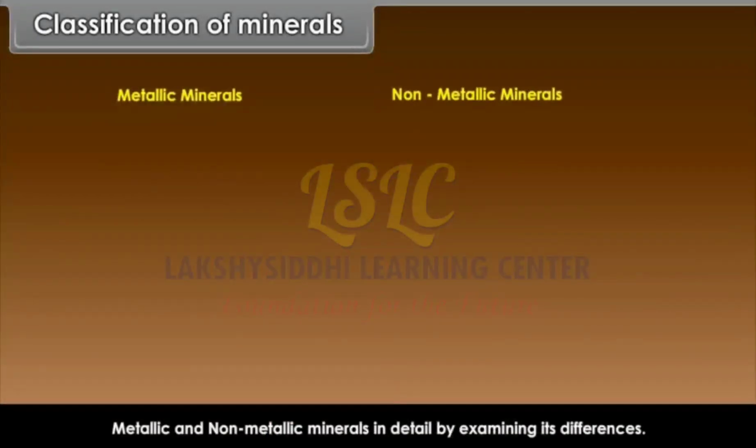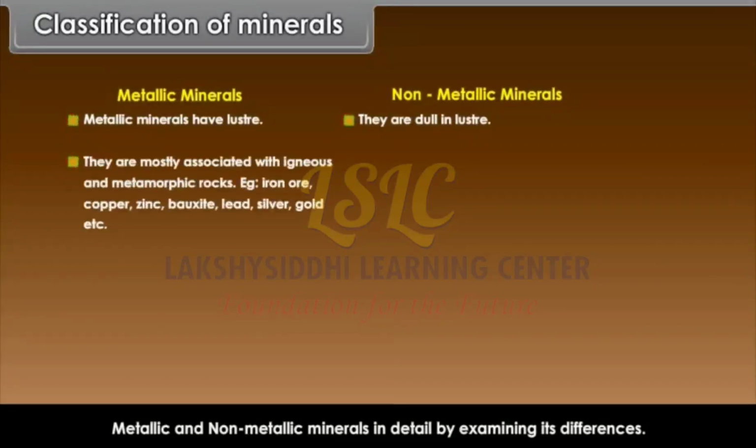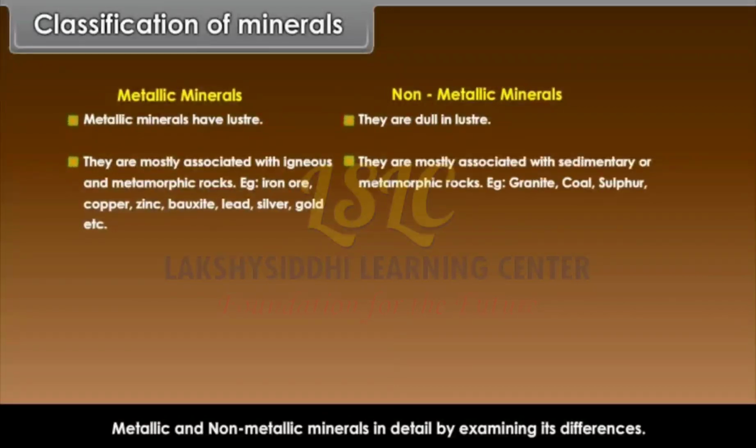Now we will study metallic and non-metallic minerals in detail by examining their differences. Metallic minerals have luster. Non-metallic minerals are dull in luster. Metallic minerals are mostly associated with igneous and metamorphic rocks. Example: iron ore, copper, zinc, bauxite, lead, silver, gold, etc. Non-metallic minerals are mostly associated with sedimentary or metamorphic rocks. Example: granite, coal, sulfur, petroleum, salt, etc.